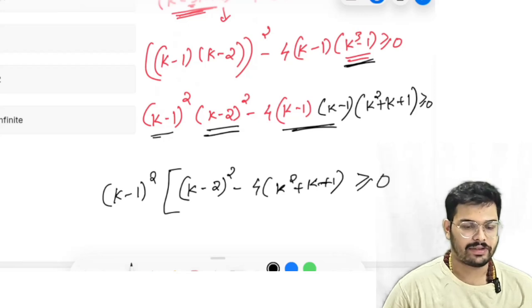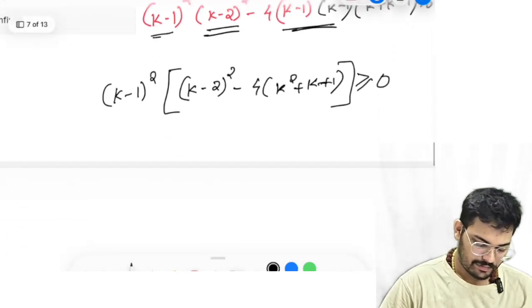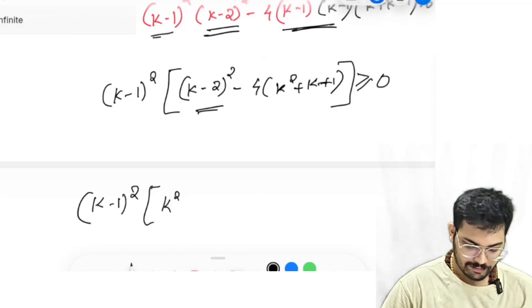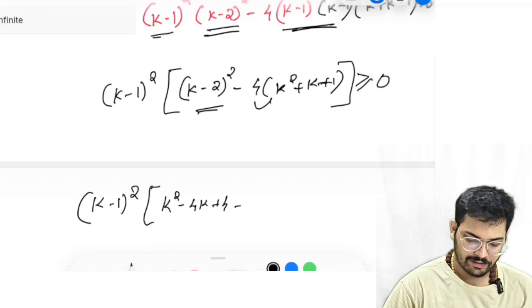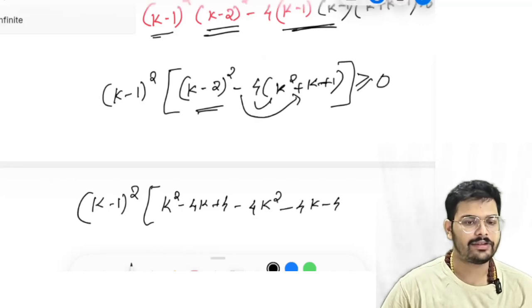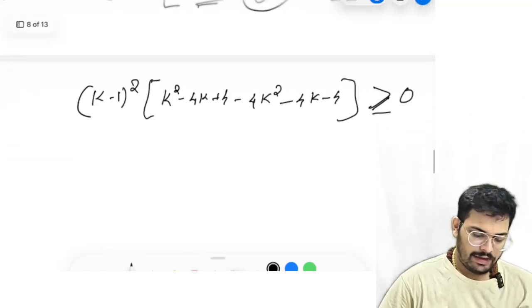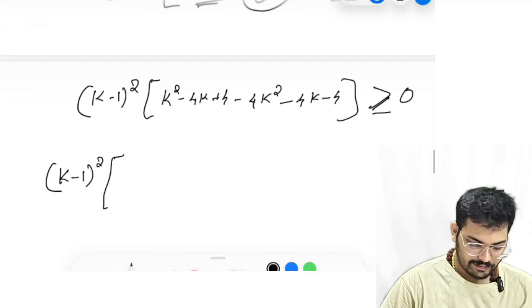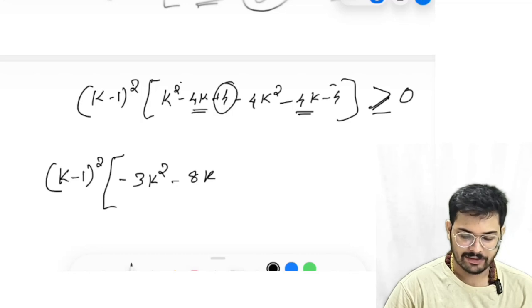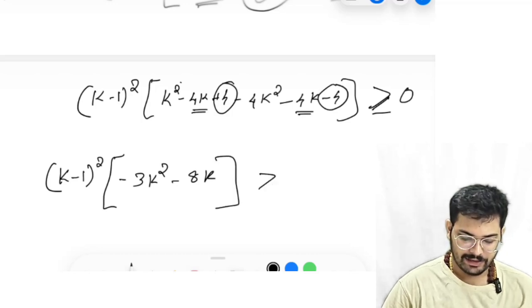Now (k - 1)² into [(k - 2)² - 4(k² + k + 1)] will be k² - 4k + 4 - 4k² - 4k - 4. We just distributed with this negative 4, which will be ≥ 0. Here k² and -4k² will become -3k², and -4k and -4k will become -8k, and -4 and +4 both will be cancelling, which will be ≥ 0.